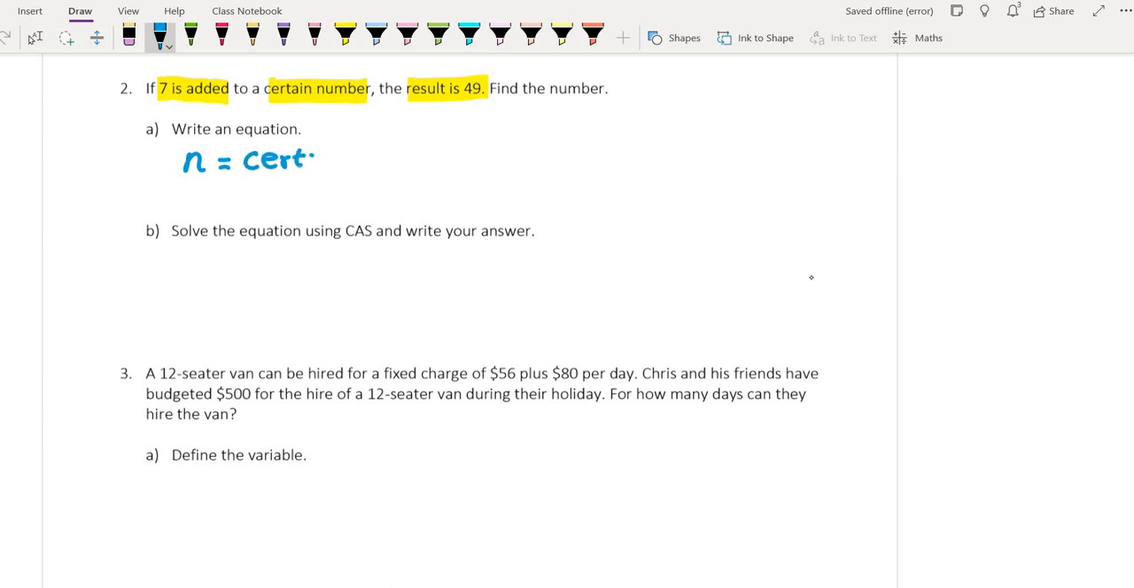But I'm just using n to represent this certain number that we're solving for. And then we can write an equation. If we have a number and we add 7 to it, we know the result has to be 49. That's what the question's telling you. And then from here you can use the CAS to solve, and it should come out to be 42.